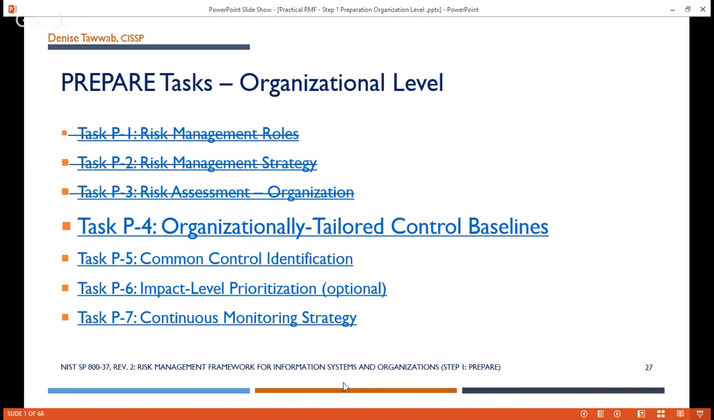Okay, so you assign roles, come up with a risk management strategy, done your organization level risk assessment, and now you're ready to develop your tailored control baselines. This is the organizationally tailored control baselines. So let's get into it.